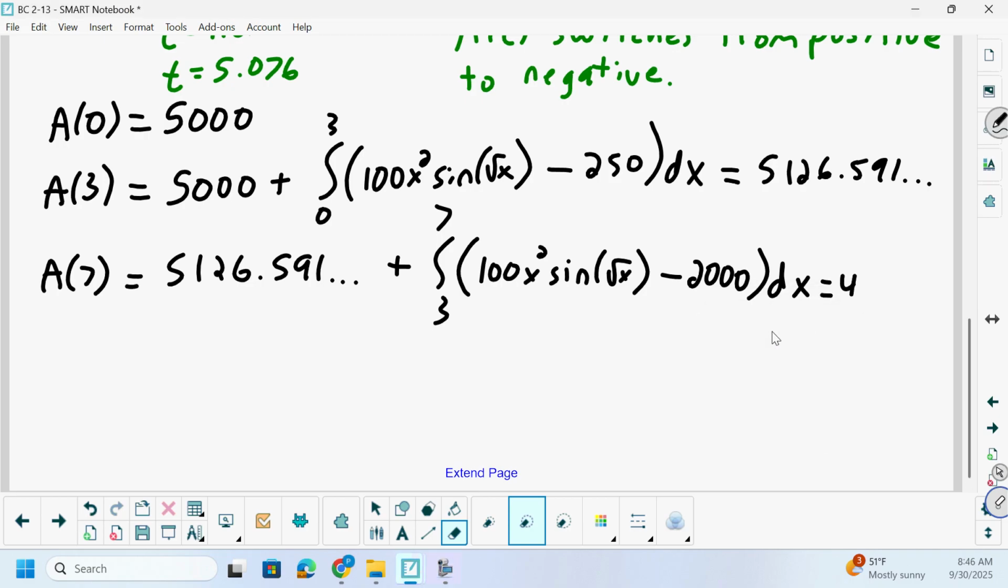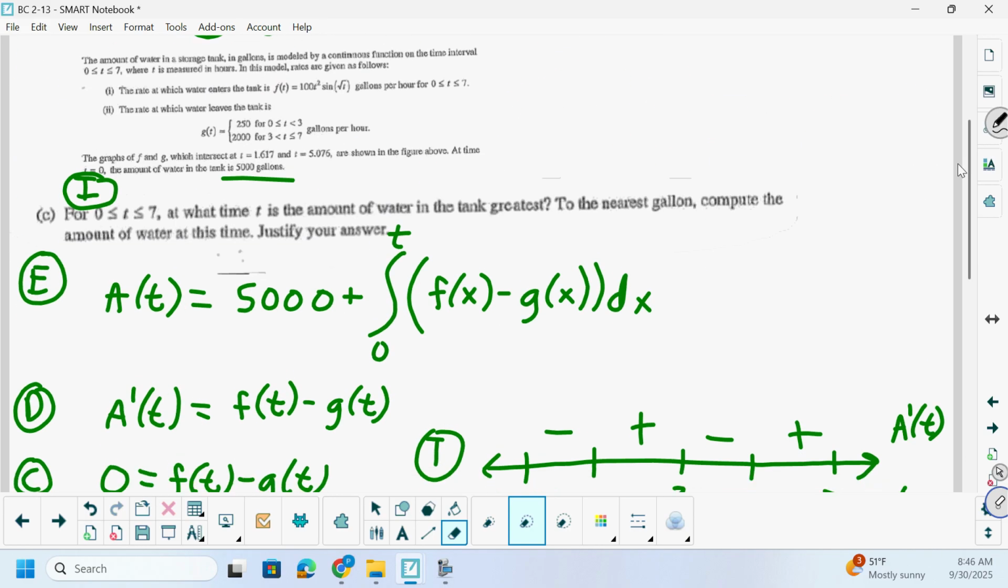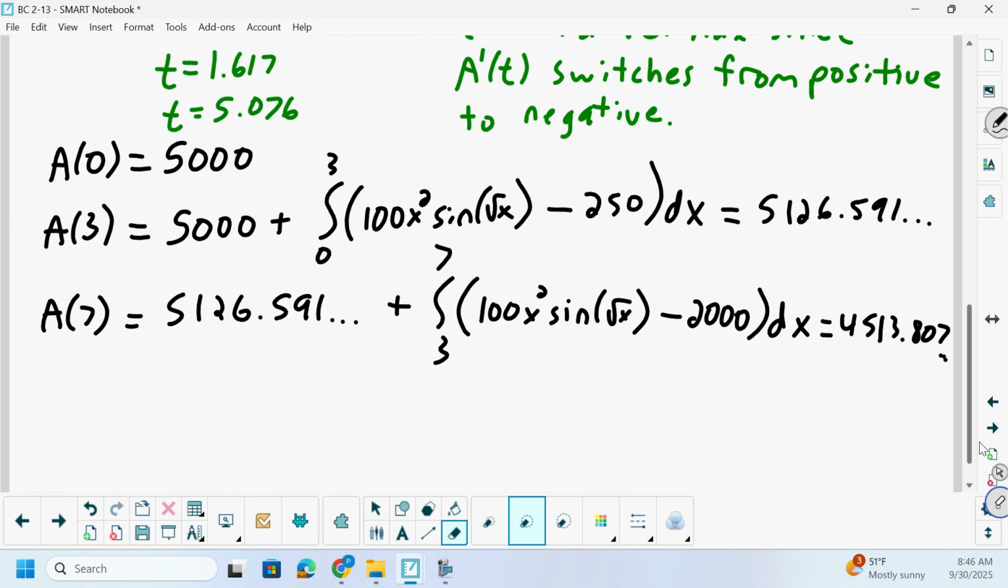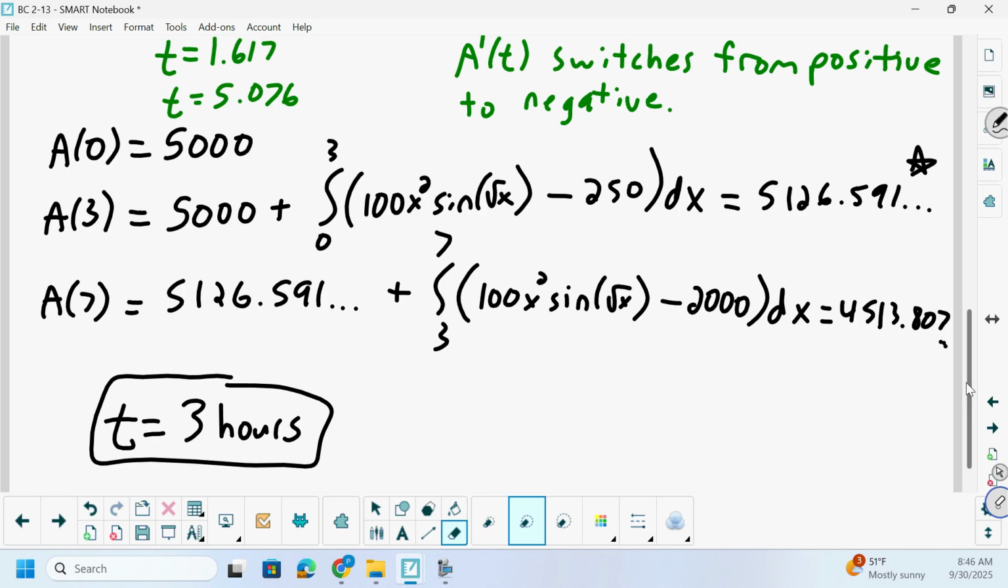So we should have gotten 4513.807 and change. So now we want to see what the question asked for. It's good to reread that question, make sure we have what we want. So for what time t is the amount of water in the tank greatest? So we need to give a time for our first answer. Here is when our water is the greatest, so it would be t equals 3, and our time unit that we have is hours.